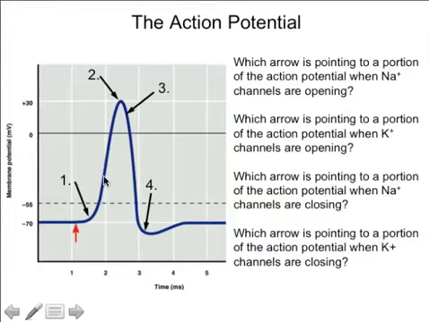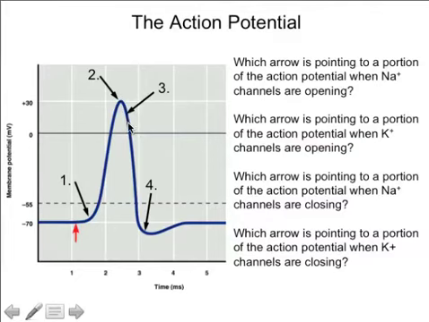We depolarize all the way up to about plus 30 millivolts. And at that point, new events begin to happen. Next question, which arrow is pointing to the portion of the action potential when the potassium channels are opening? And the answer to that is number 2. Okay, what's happening here? The potassium channels open up.